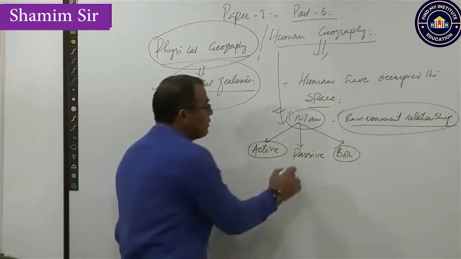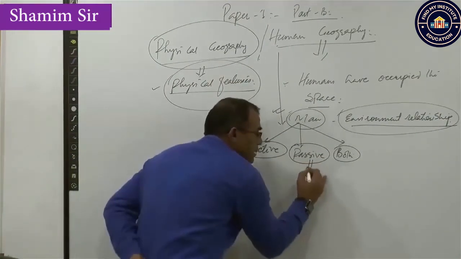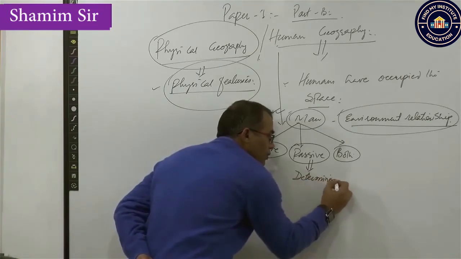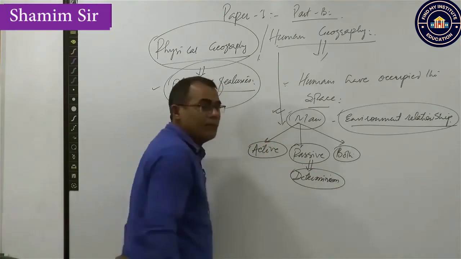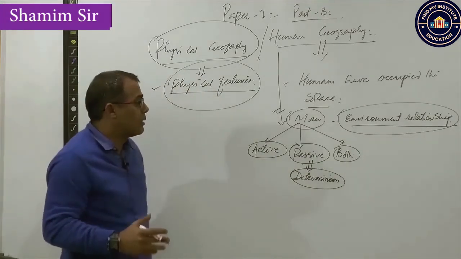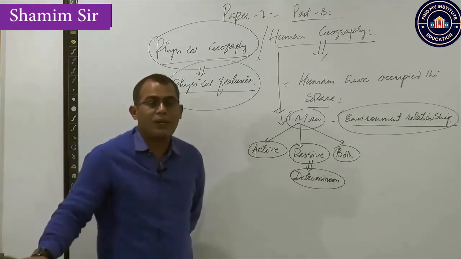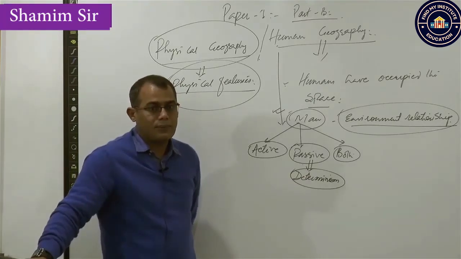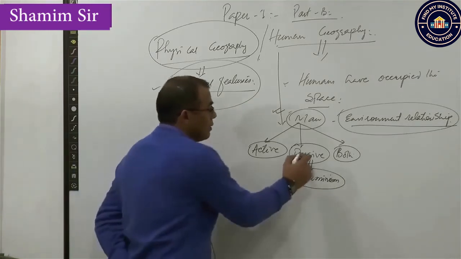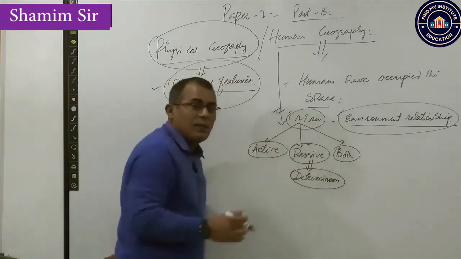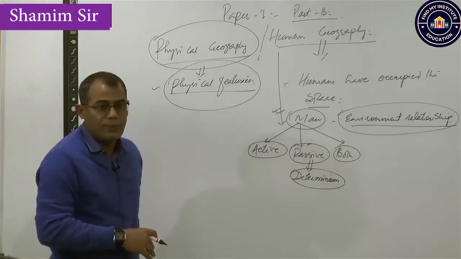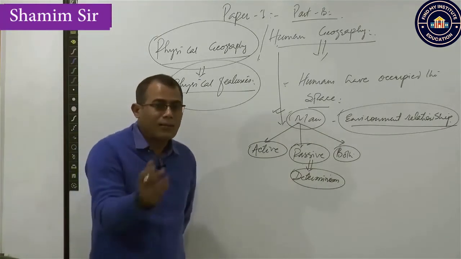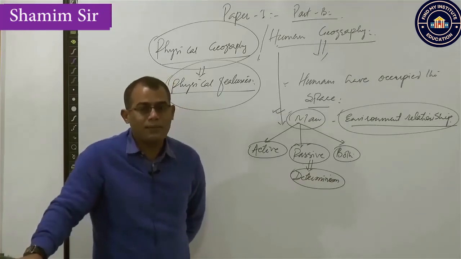Man as an active agent or passive agent is basically what you call determinism, the philosophy of determinism. That means environmental aspects control human behavior or human activities. That is passive. Man is not that active. Whether it is true, false, or partly true and partly false can be debated.